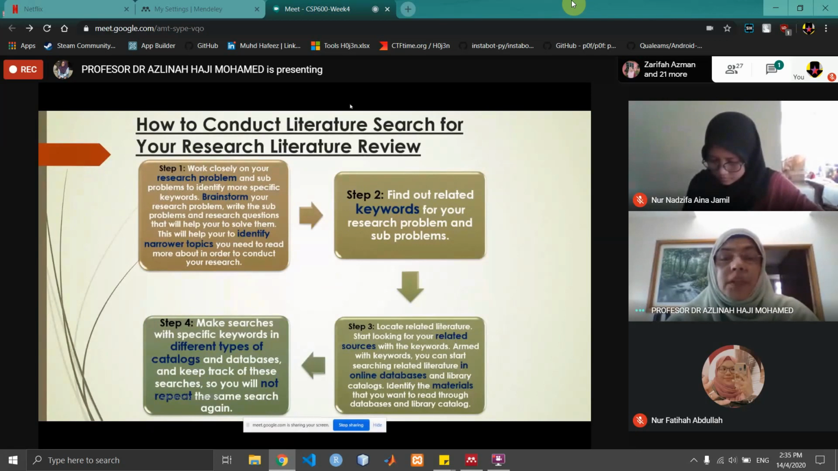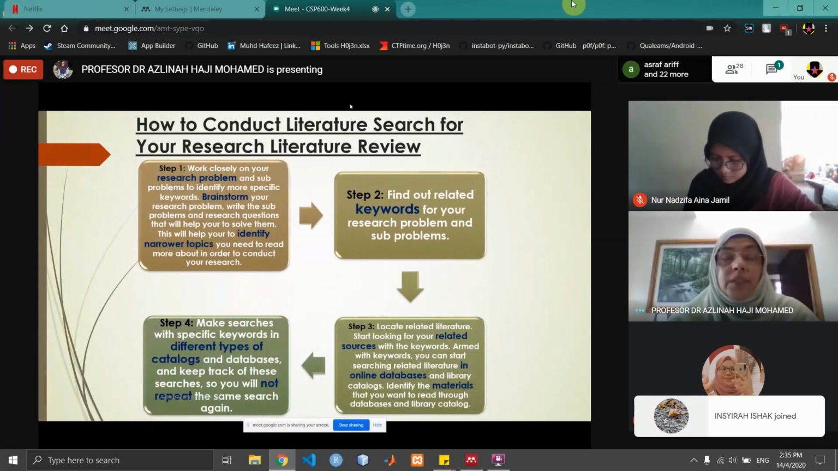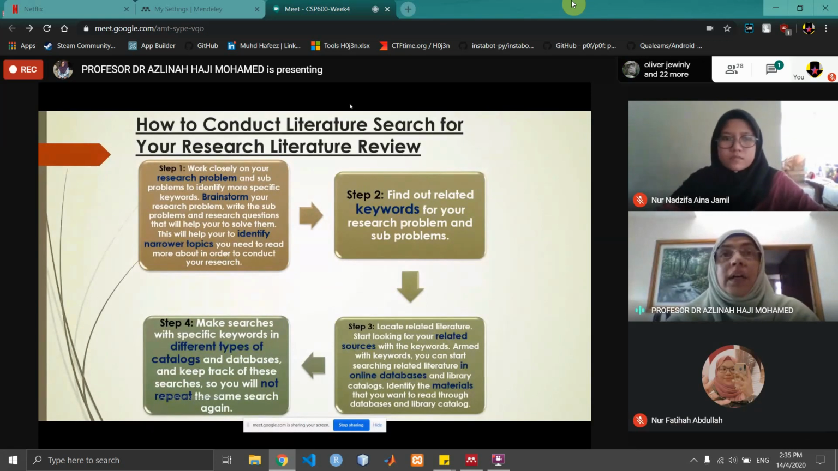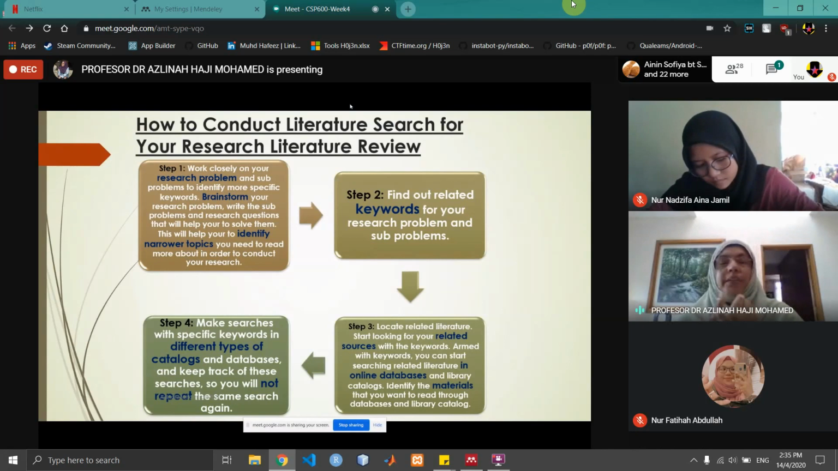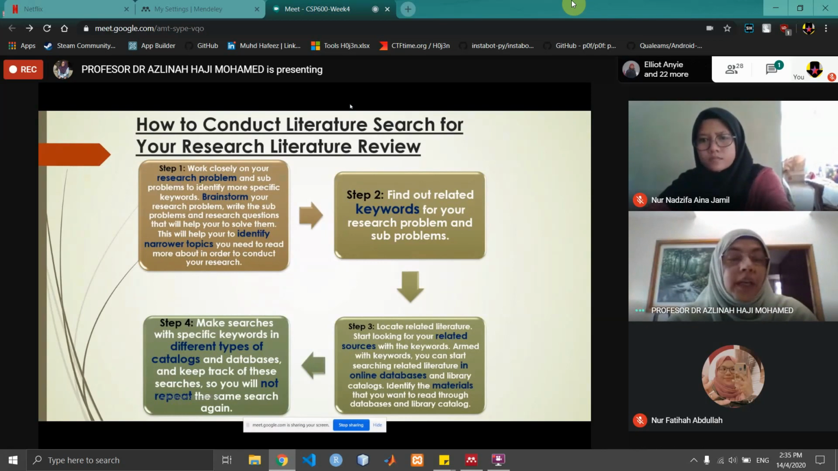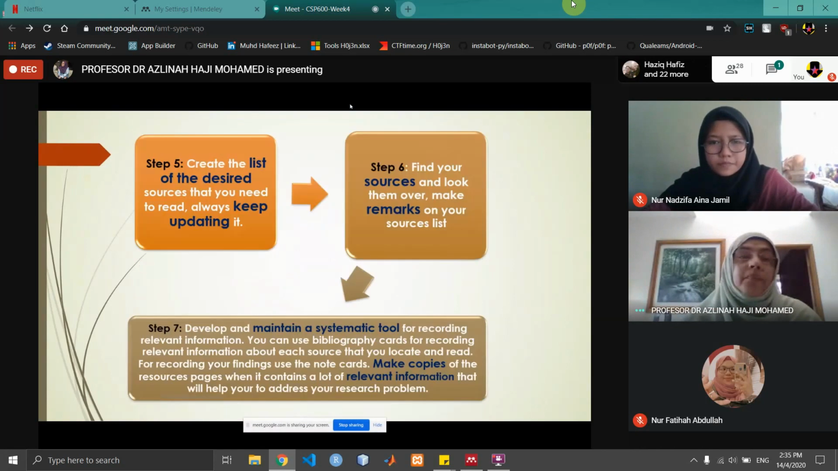for you to work on as your literature. So you start looking for related sources with these keywords, and armed with keywords, you can start searching all related material in online databases, which are peer reviewed. Even our library gives you online facilities to access it. And then you identify the materials that you want to read through databases and the library catalog. Step 4, you make searches with specific keywords in different types of catalog, and then keep track of these searches so that you will not repeat the same search again and again.